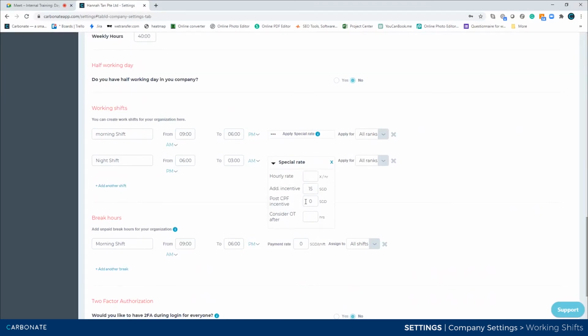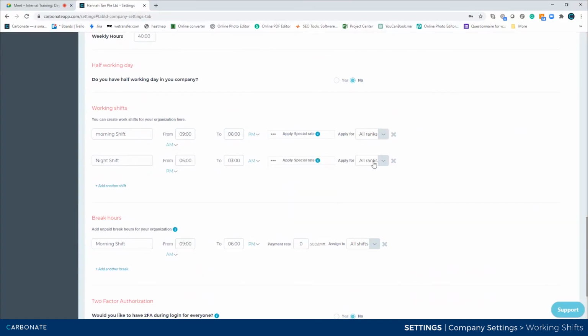You get additional incentive, you get additional post CPF incentive, or you consider OT after X number of hours. Now, this particular function is consider OT after X number of hours. Let's say, even though my shift is from here to here, I have logged extra hours, which in a normal scenario should be calculated for OT. But if I am allowed to earn the OT, right? Now, let's say I am not allowed for the OT, then this is redundant, all right?